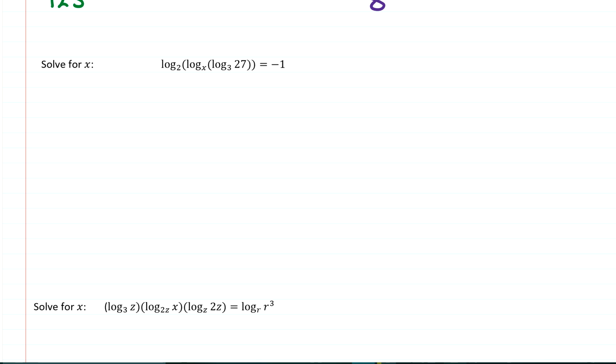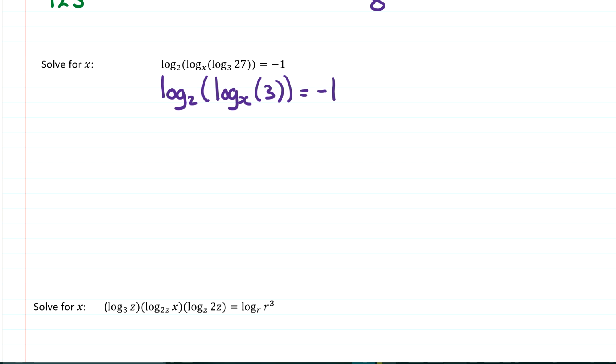Okay, so we notice we got multiple brackets here, so I might just start with the inner bracket being log base 3 of 27, and that's really saying 3 to what power is 27, which of course is 3. So maybe I could rewrite this as log base 2 of log base x of 3. And that's supposed to all equal -1. Okay. So right now I don't know what I can do with log base x of 3. It's not really clear what that would equal.